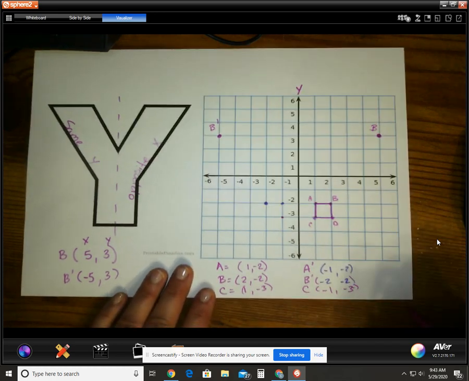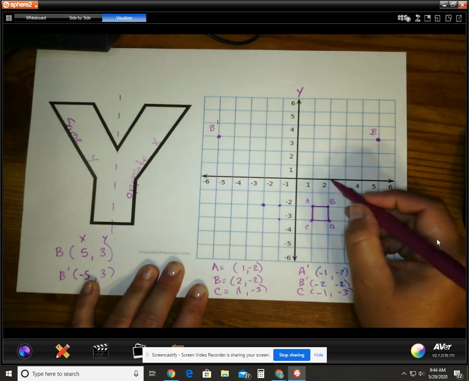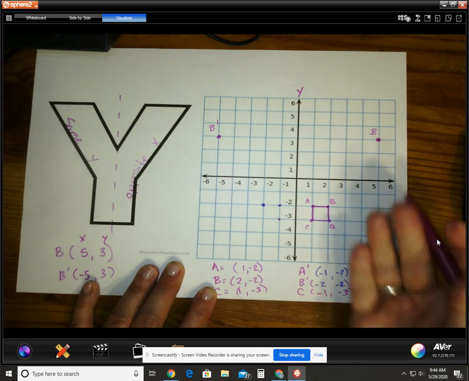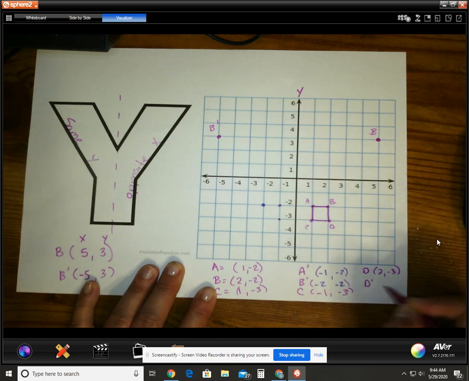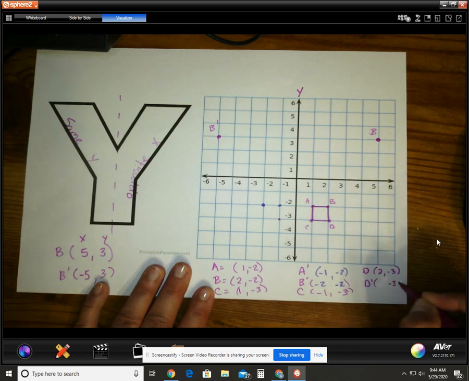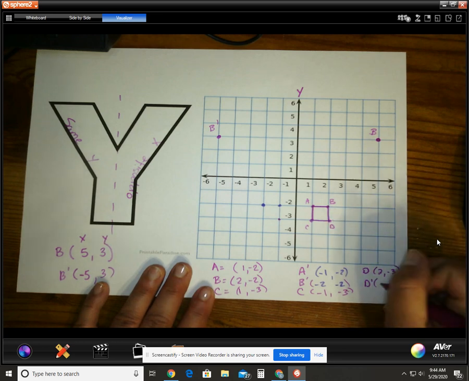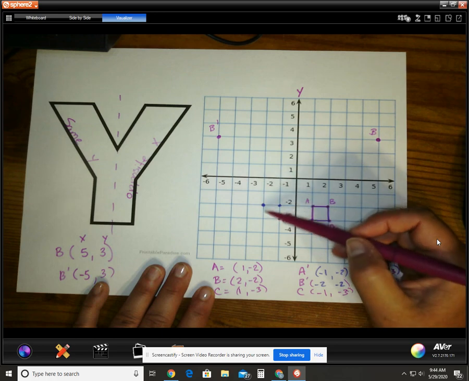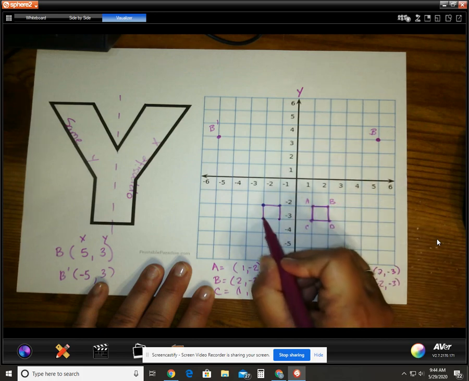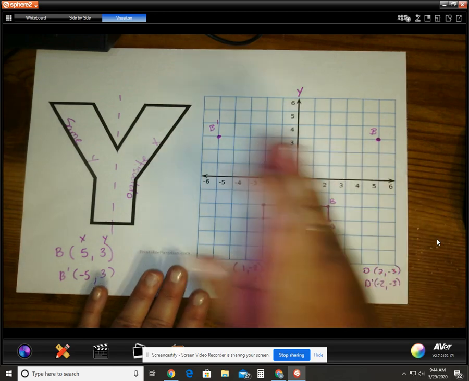Last but not least, letter D. I'm running out of room, so I'm going to put letter D over here. Letter D, the original is at 2, -3, right? So the reflection, or the D prime for it, would be still at -3, but in this case it's going to be, instead of 2, it's going to be -2. And I'm going to go over -2, -3. And if I connect my dots, I then have a reflected picture, just as if this was a plot of paint and I've squished it over.